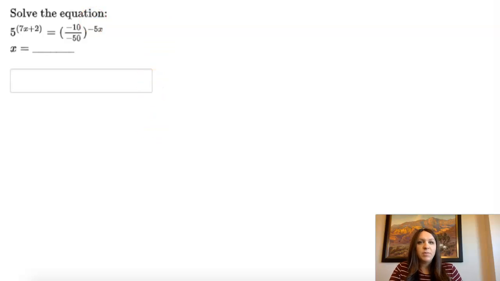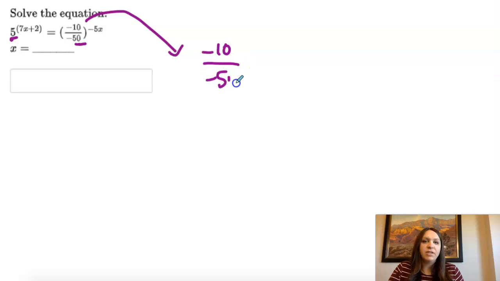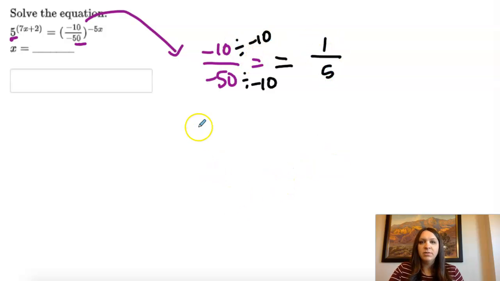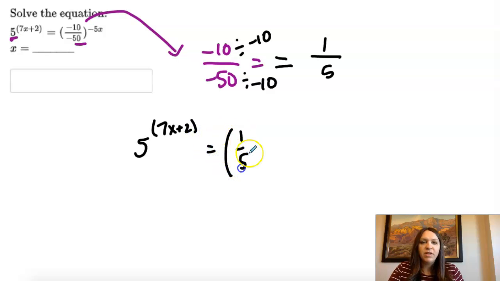I tried to pick the ones where the bases were not the same. So I'm gonna take this, and negative 10 over negative 50 reduces, these both divide by negative 10. So this reduces to 1 over 5. So now I have 5 to the 7x plus 2 equals 1/5 to the negative 5x.